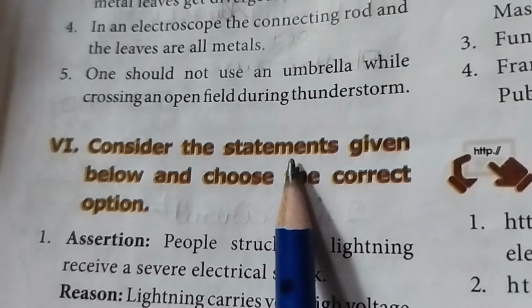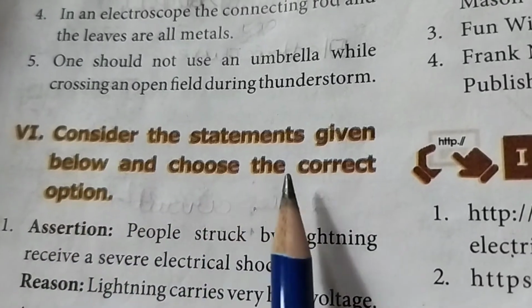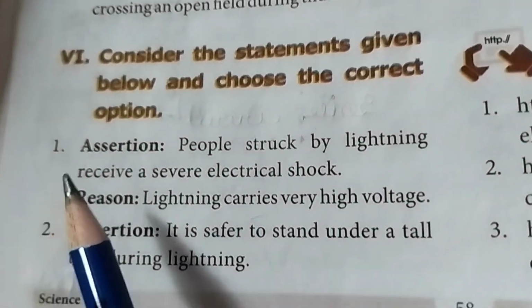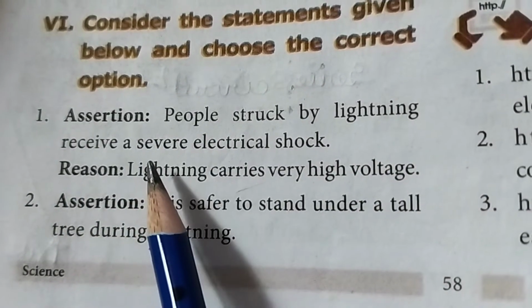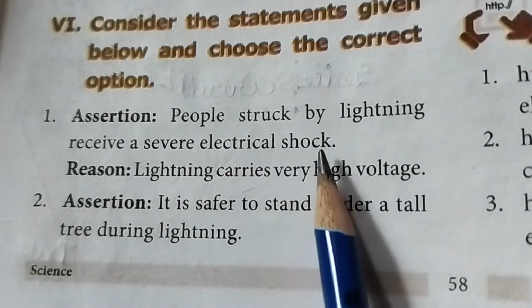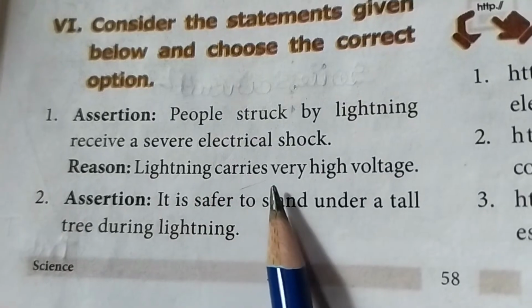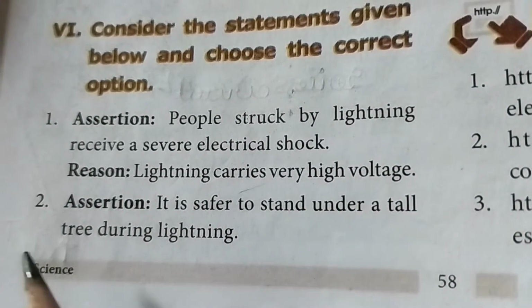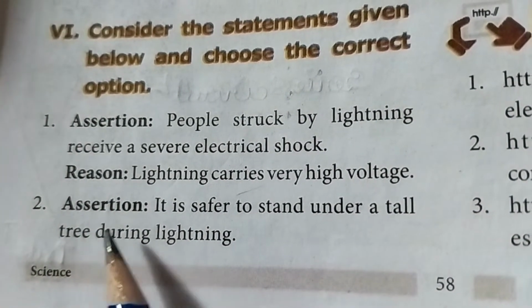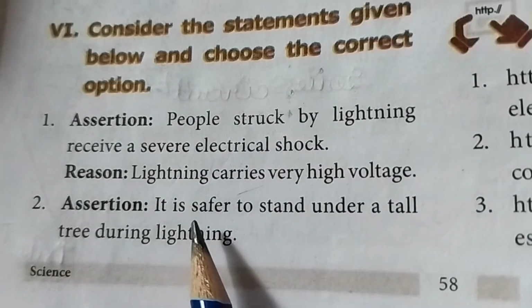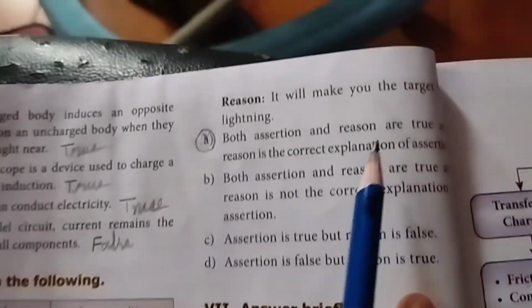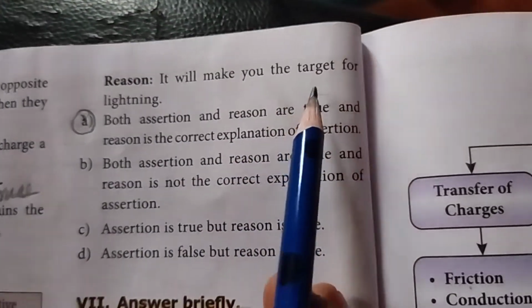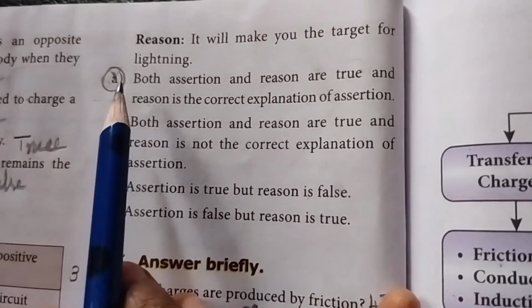Consider the statements given below and choose the correct option. First one, assertion: people struck by lightning receive a severe electrical shock. Reason: lightning carries very high voltage. Second one, assertion: it is safer to stand under a tall tree during lightning. Reason: it will make you the target for lightning.